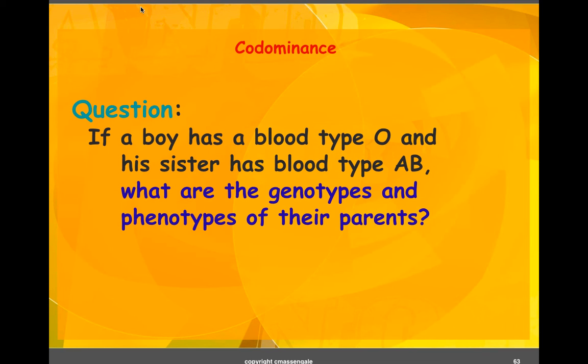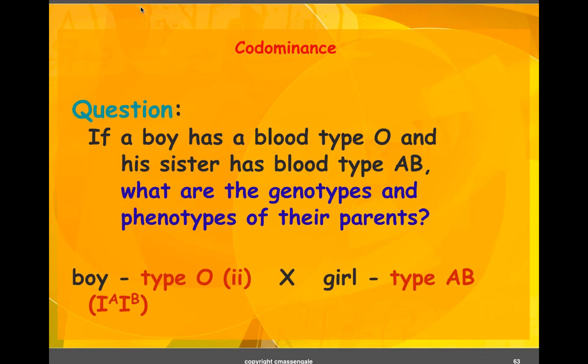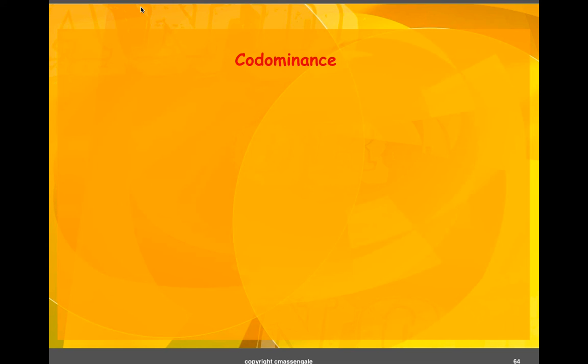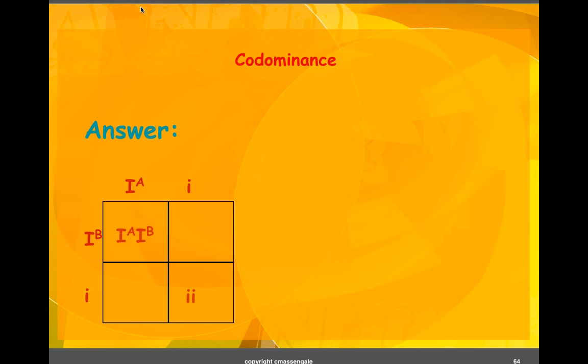If a boy has type O blood and his sister has type AB blood, what are the genotypes and phenotypes of their parents? The boy who has type O would be ii, lowercase i's. And the girl who has type AB has capital I superscript A, capital I superscript B. So what would be the answer? If I were to solve this problem, I would fill in what the kids are first, which is here and here, and then you can figure out what their parents are.